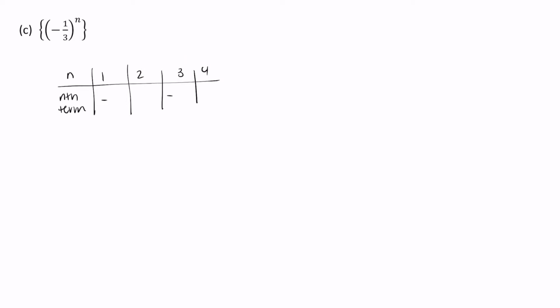When n equals 1, we have negative 1/3. When n equals 2, we have positive 1/9. When n equals 3, we have negative 1/27. And when n equals 4, we have 1/81. So you can think of this sequence as doing the following.